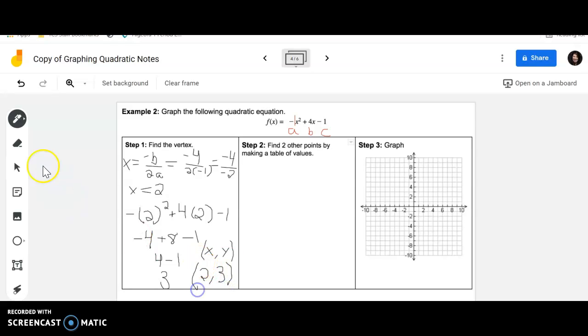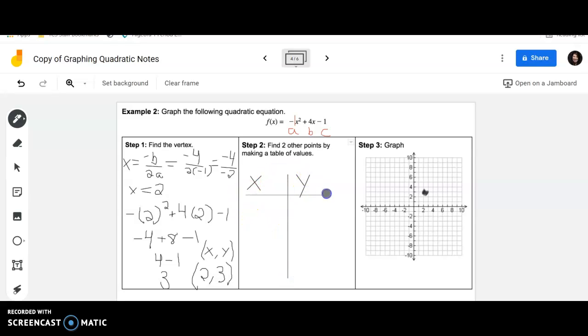That is our vertex, and I'm going to go ahead and graph it. 2, 3 is going to be right here. Let me just make sure I did that right. Yep. Oh, no, I did not do it right. No, I did. Negative 4 plus 8 is 4 minus 1. Okay, we're good. Sorry, I just want to make sure I didn't make any mistakes because I've made mistakes in the past. Then we're going to have our x and our y.